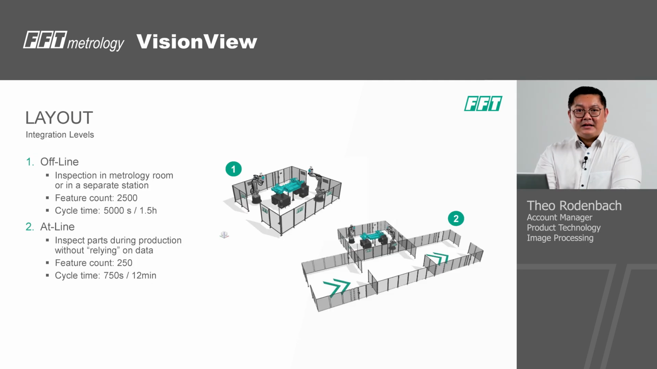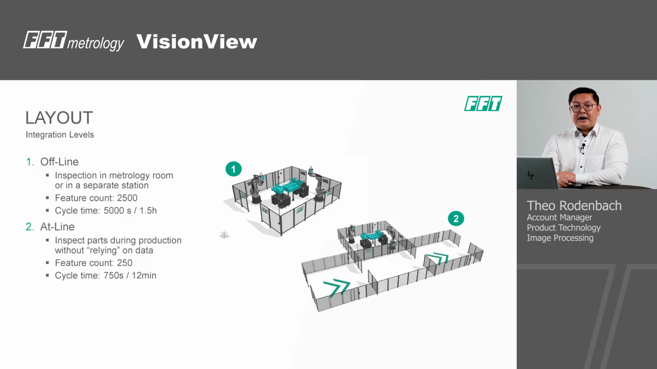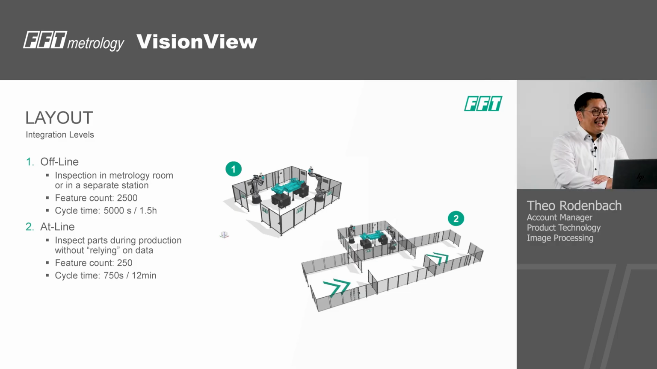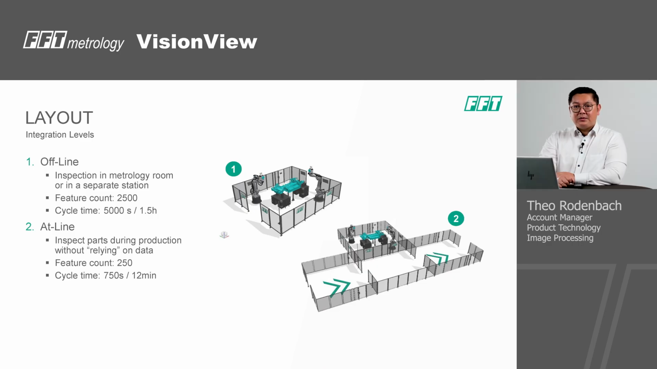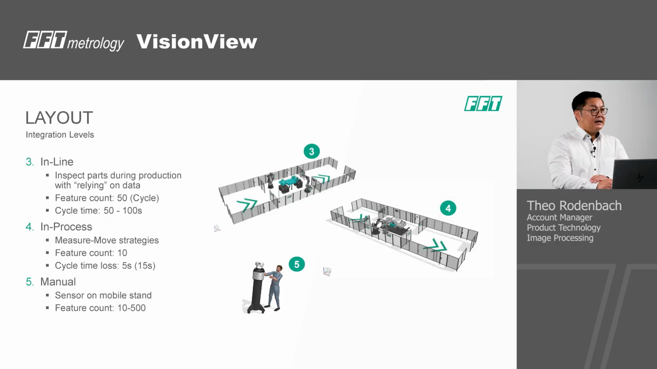VisionView can be integrated into the production environment at different levels. Offline measurement takes place away from the production line or in a separate metrology room. Within a measurement time of about 1.5 hours, the system can check up to 2,500 features on a part. At-line measurement is closer to production and meant for sample inspection. VisionView can inspect about 250 features within 12 minutes, helping to monitor production quality within a very short feedback time.